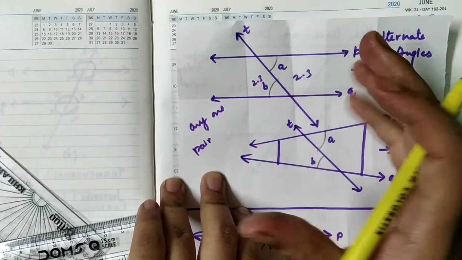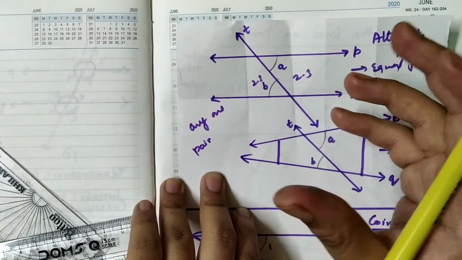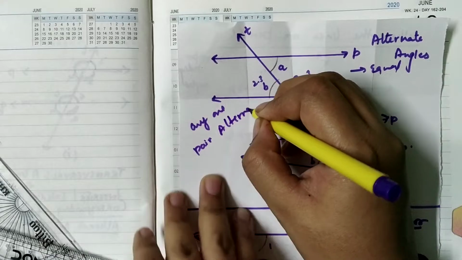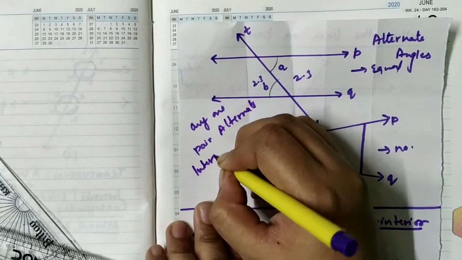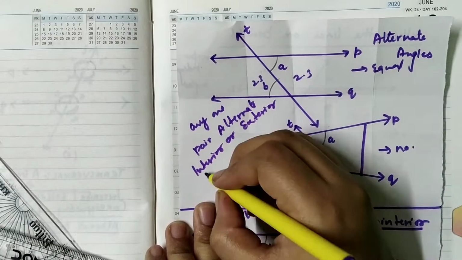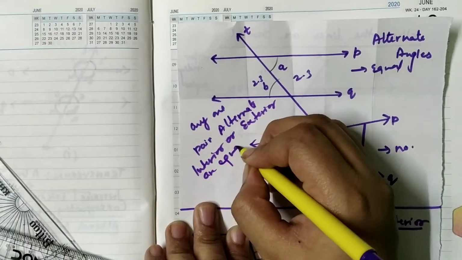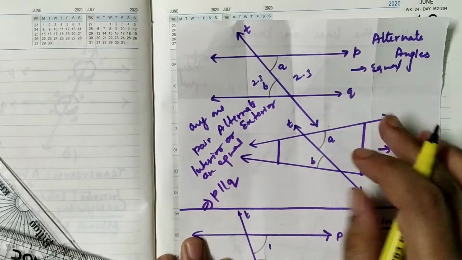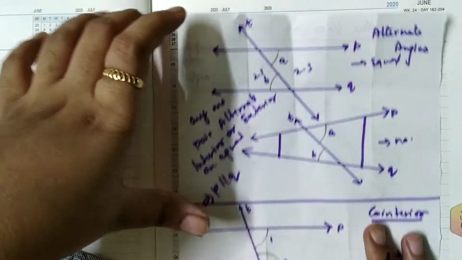So again, in this distance, if we take any one pair of alternate interior or exterior angles, this will hold for both types of alternate angles. So any one pair of alternate interior or exterior angle, if any one pair they are equal, then we can say that the lines are parallel. In this particular case, I am saying.